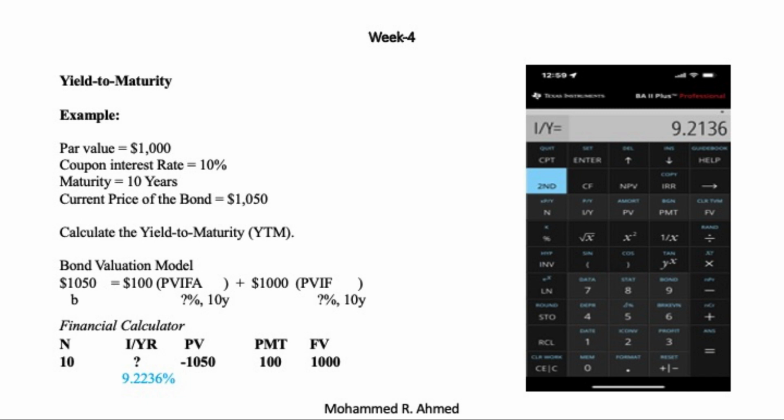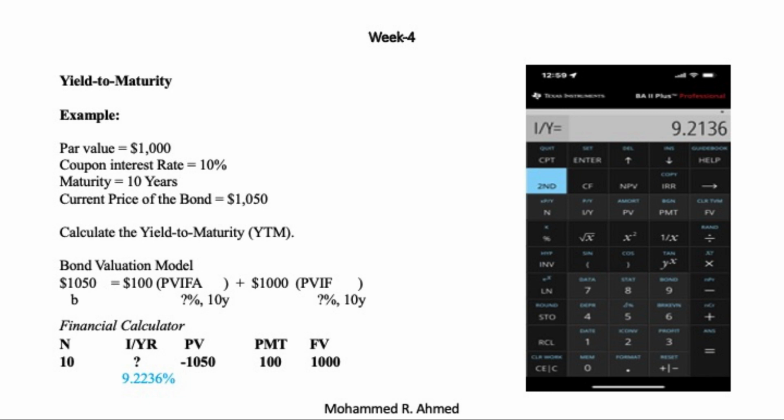We're going to use the bond valuation model to compute the yield to maturity. Value of the bond is $1,050. Interest payments are $100. Maturity value is $1,000. And we know it's for 10 years, and we are solving for interest. You can use a financial calculator: 10 N, negative 1,050 PV, 100 payments, and 1,000 future value.